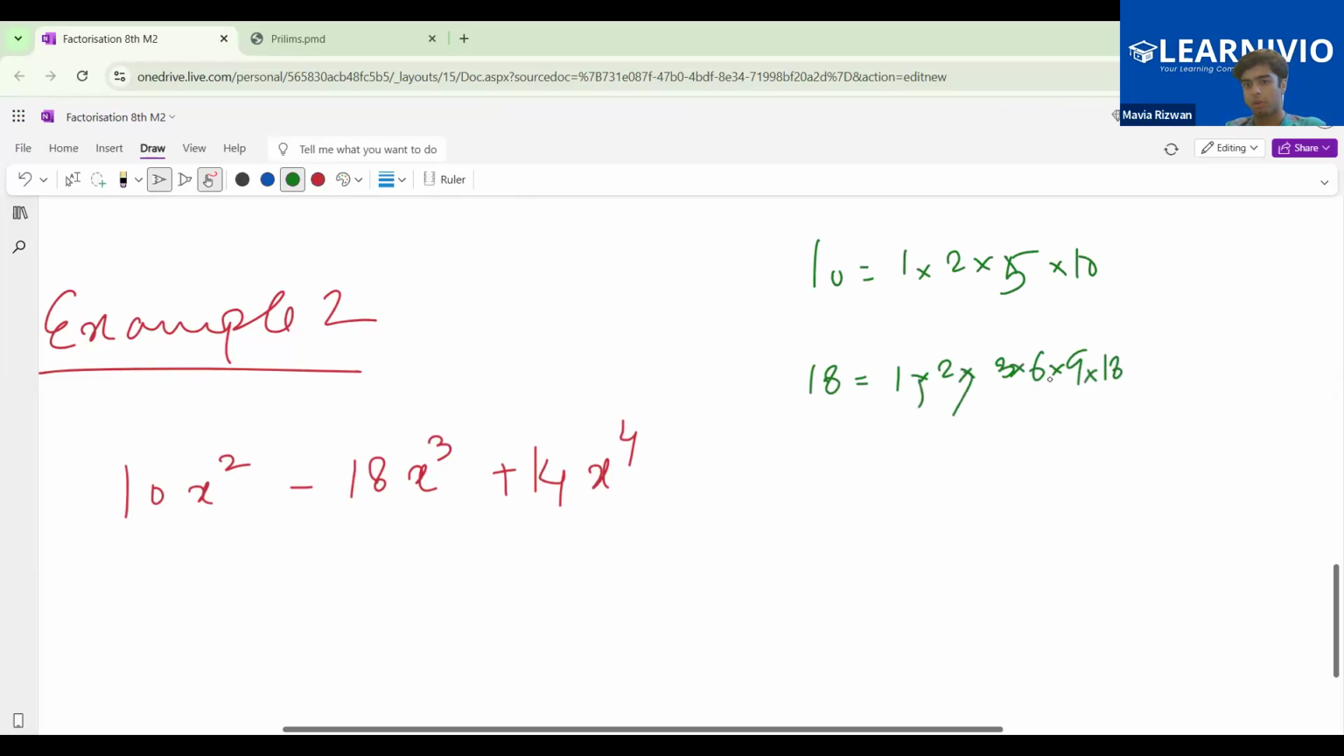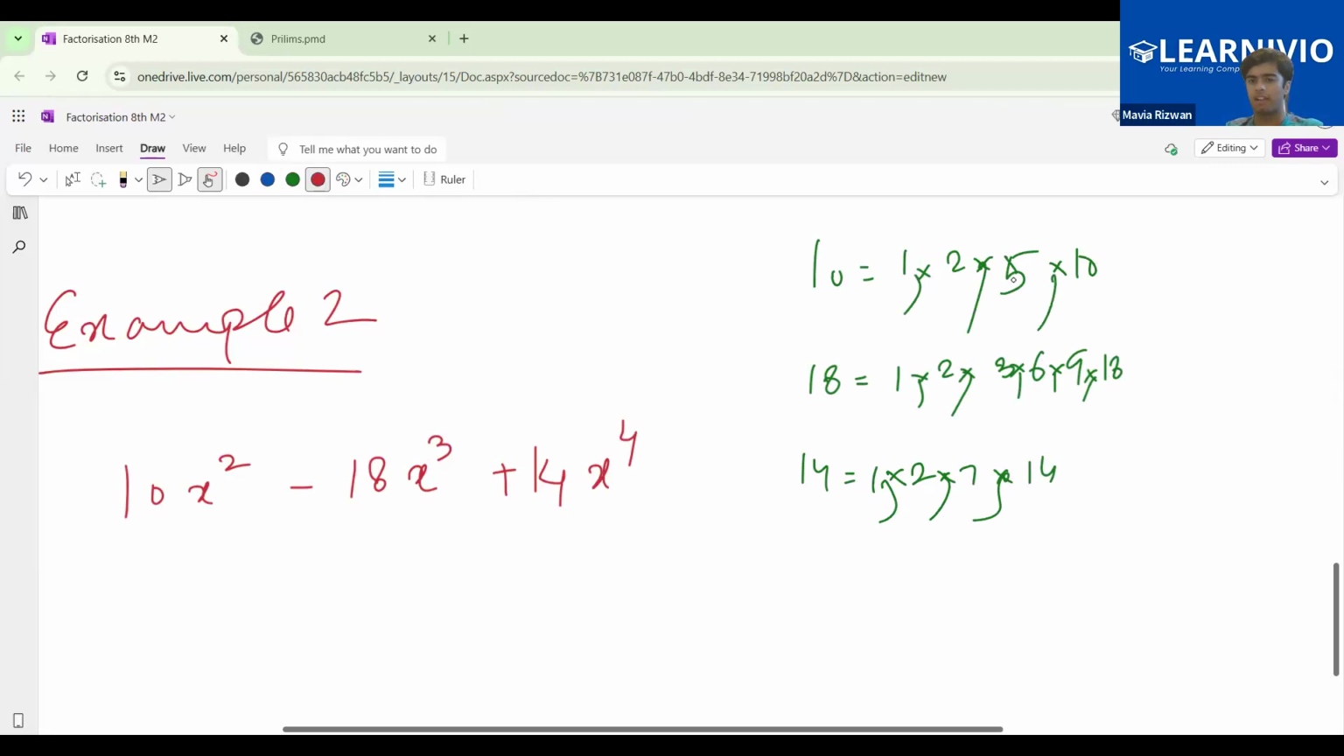Okay, this is a comma, not multiply, comma. Factors of 14 are 1, 2, 7, 14. Comma, yaar. Why am I multiplying? Comma. Okay, now the highest common factor.